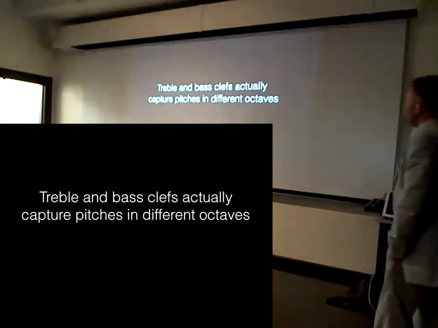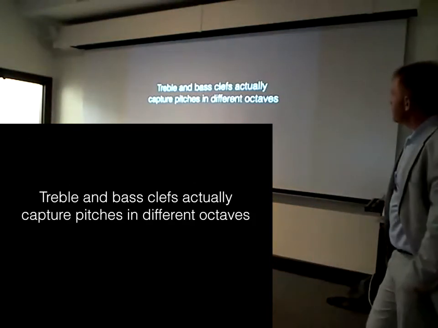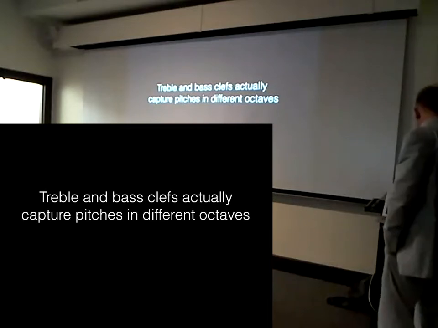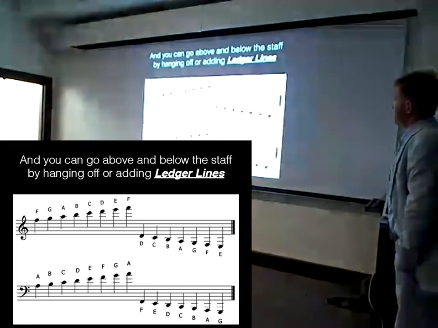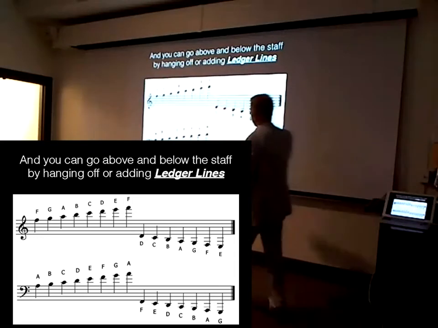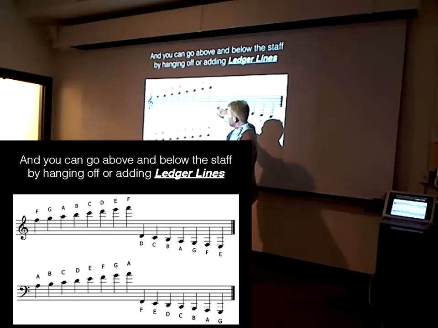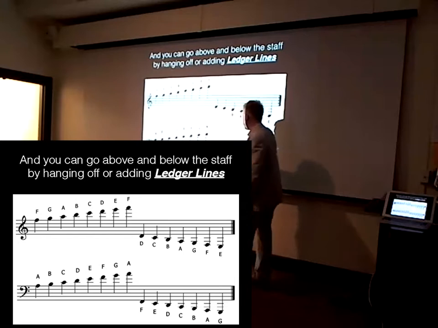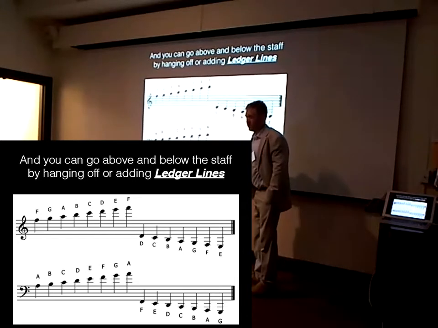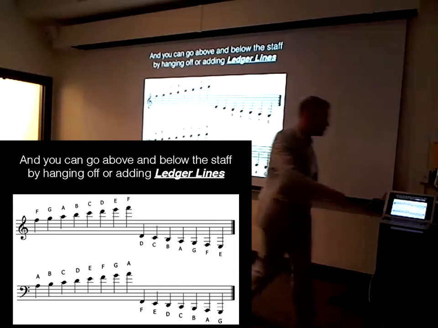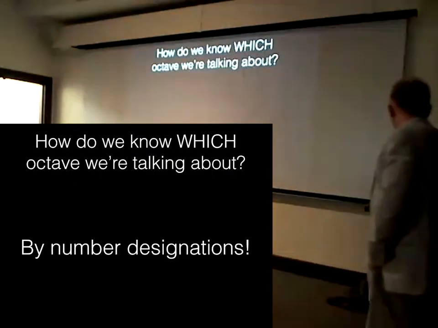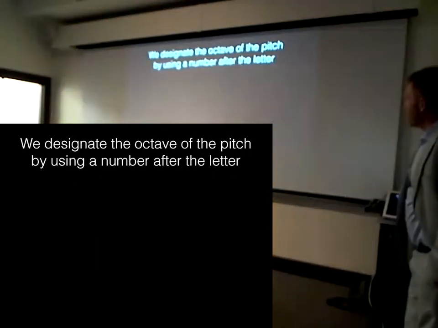And finally, treble and bass clefs actually capture pitches in different octaves. So if we are talking about this D here, we're talking about a D that sounds about here. But if we're talking about this D down here, we're talking about a D that sounds down here. So they're different Ds that we're talking about. How do we distinguish between these? Well, we use number designations.